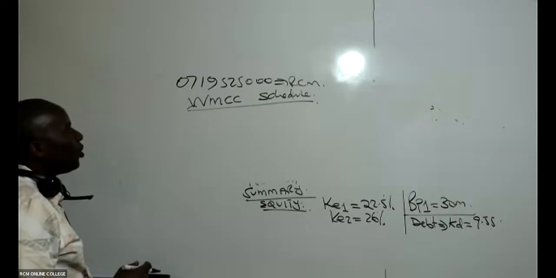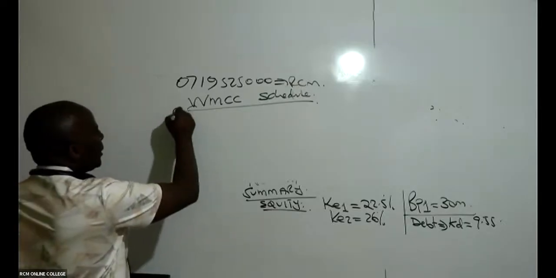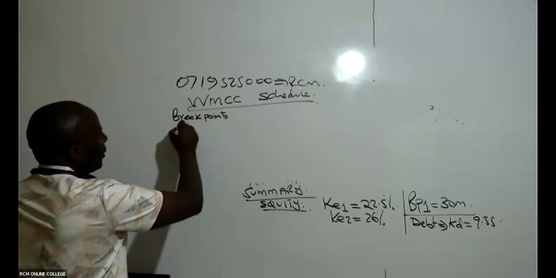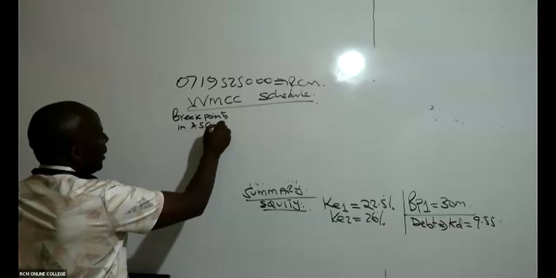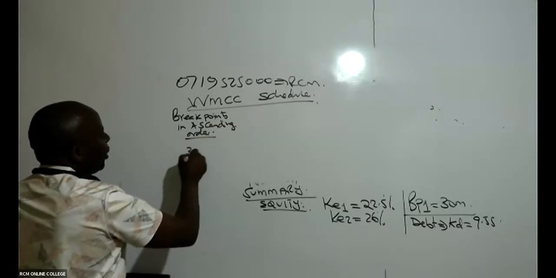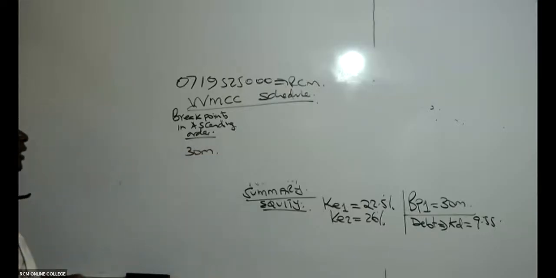So, the weighted marginal cost of capital schedule. You shall give us breakpoints in ascending order. Fortunately, we only have one, which is 30 million.